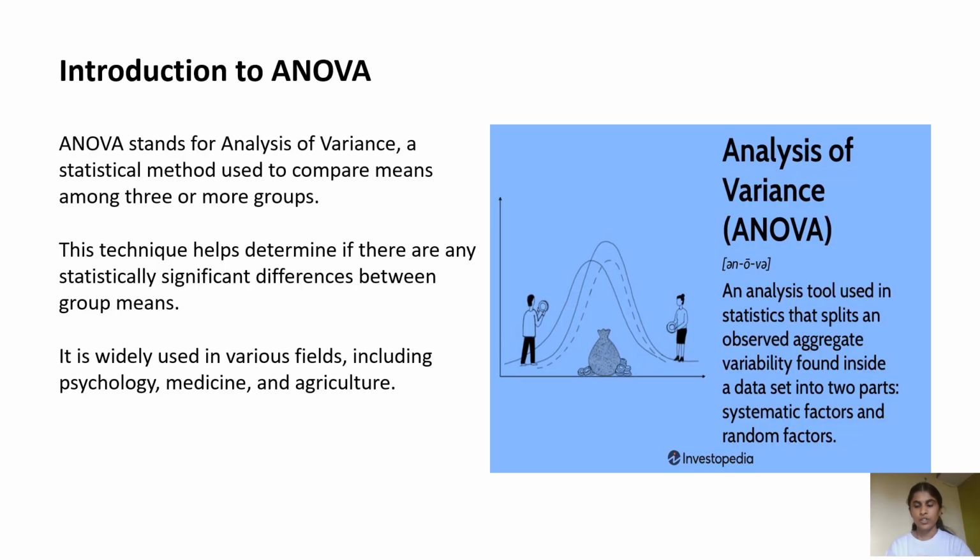Today I am here to explain about ANOVA techniques and basic principles. Introduction to ANOVA. ANOVA stands for Analysis of Variance, a statistical method used to compare means among three or more groups. These techniques help us to determine if there are any statistically significant differences between group means. It is widely used in various fields including psychology, medicine and agriculture.